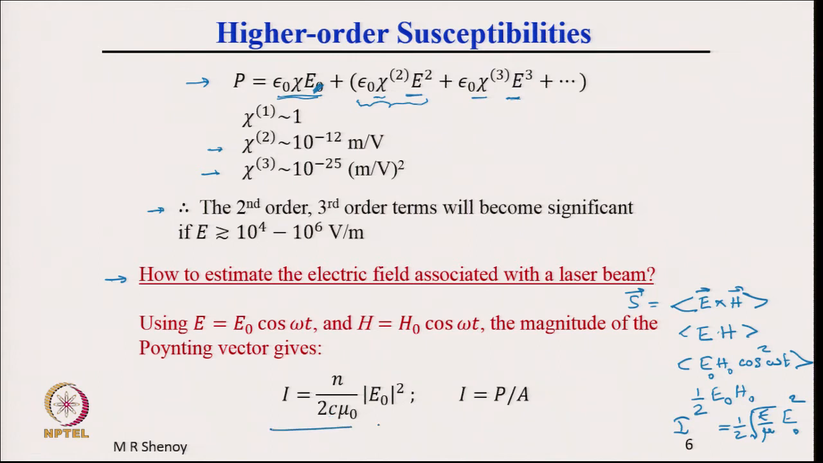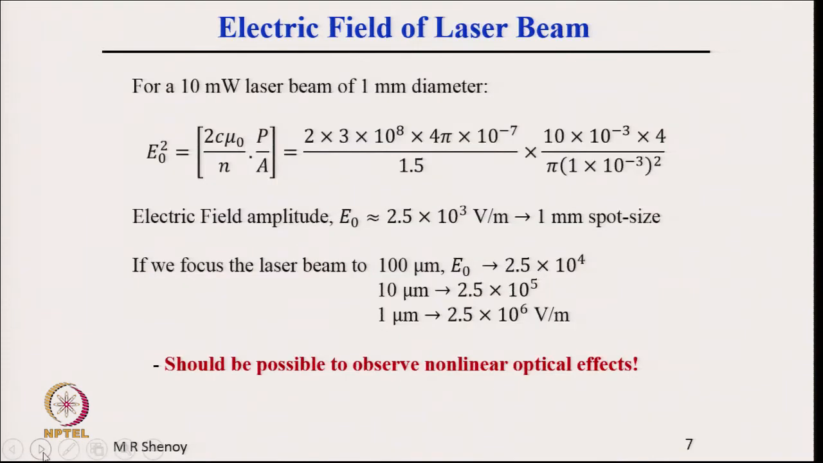So, we can write intensity in this form, and intensity is also equal to power per unit area. So, P here is the power, the output power of the laser beam. So, this is power and this is area of cross section, area of cross section of the beam, and therefore, we can calculate the electric field corresponding to a certain power of the laser beam. So, let us take a numerical example here.